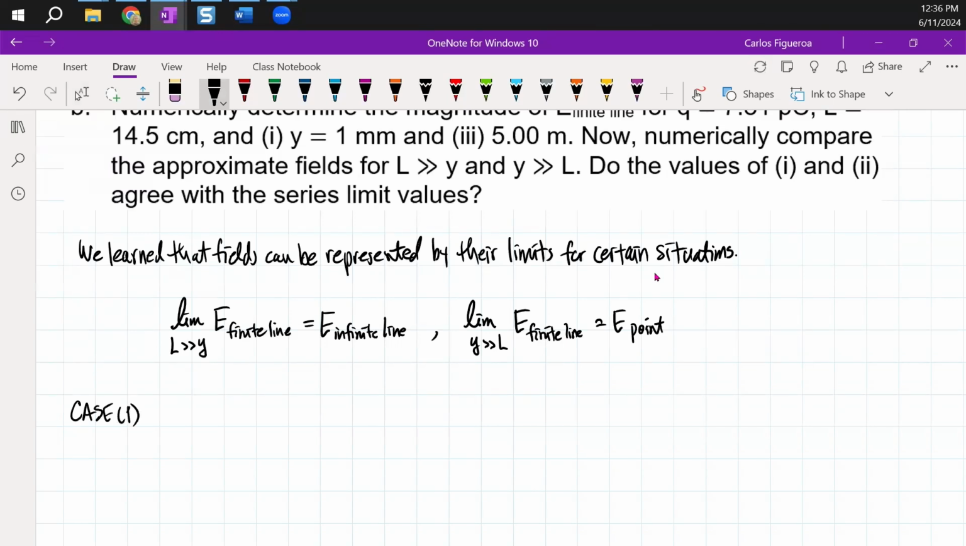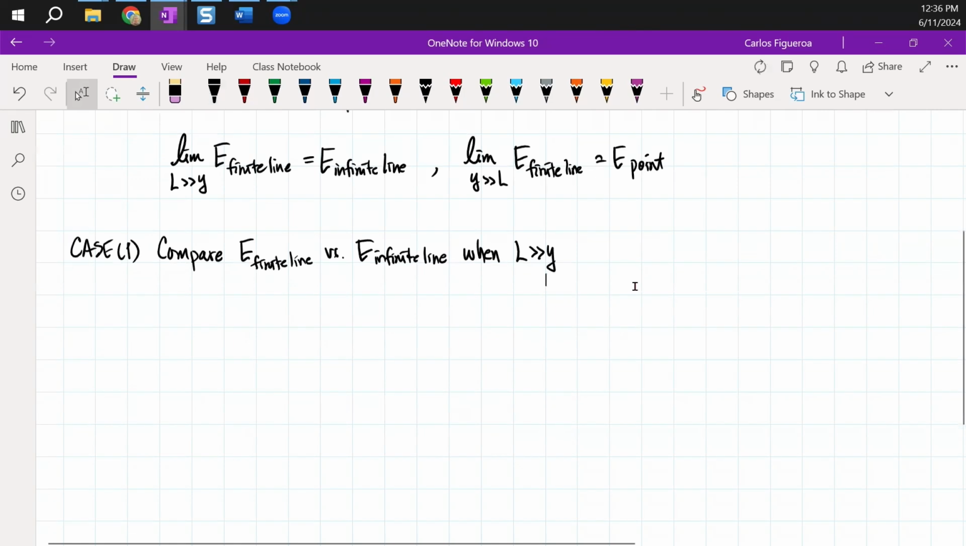In the first case, we want to compare E finite versus E infinite when L is much, much greater than Y, right? That's what we want to do. We want to compare them. So let's go ask that question. Is Y really much, much smaller than L?